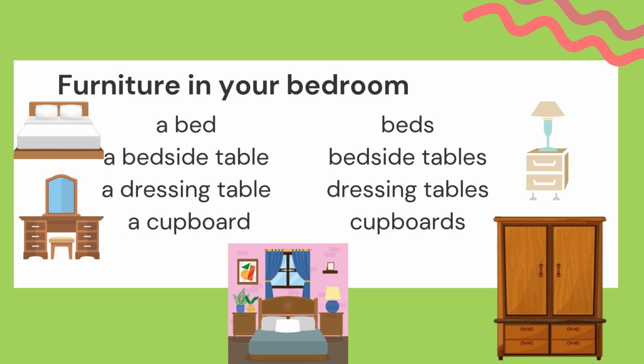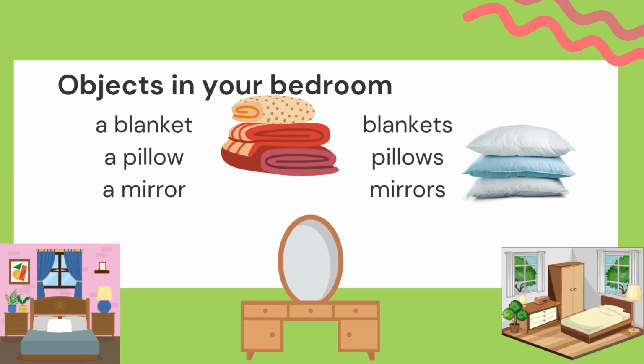And in your bedroom, a bed, a bedside table. Maybe you have two, one each side. A dressing table, especially for the girls, they like to put their makeup and all their pretty things on a dressing table. And then a cupboard where you put all your clothes inside. And maybe you have lots of clothes. Maybe you have two cupboards. Also, on your bed, you probably have a blanket or some blankets and a pillow or pillows and a mirror so you can look at yourself and see what you look like.